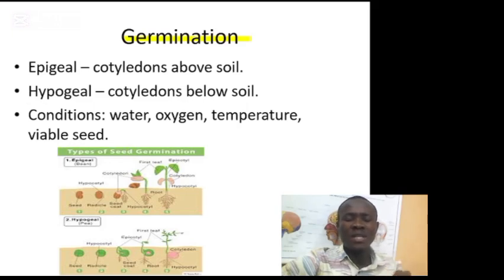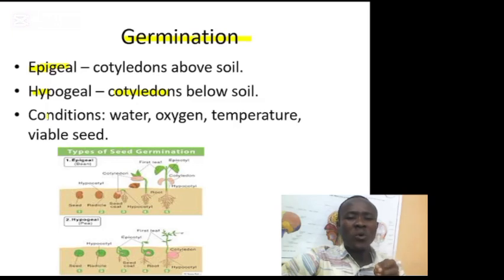Germination is the process by which a seed grows into a seedling. We have two types of germination. We have epigeal germination. Epi means on top. So in this case, the cotyledon will grow above the soil. And the hypogeal, hypo means below. So in this case, the cotyledon will remain below the soil.